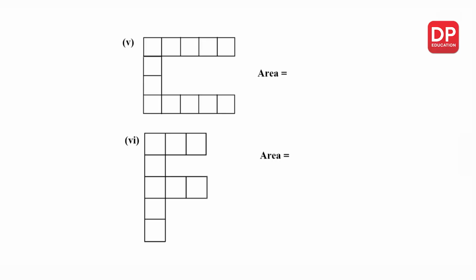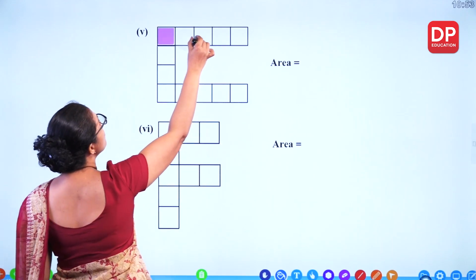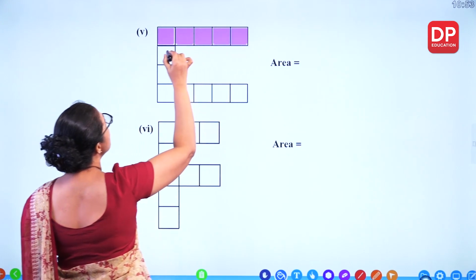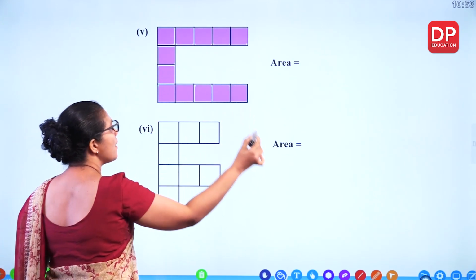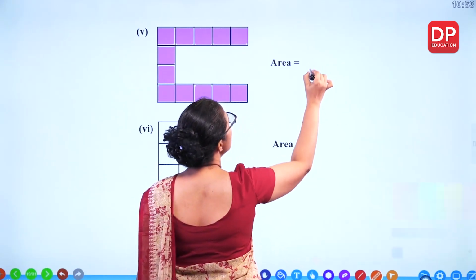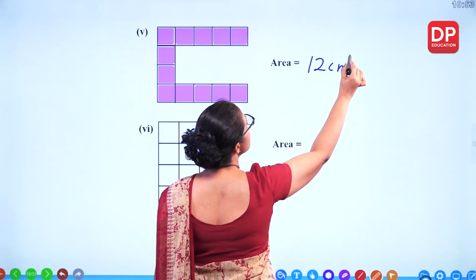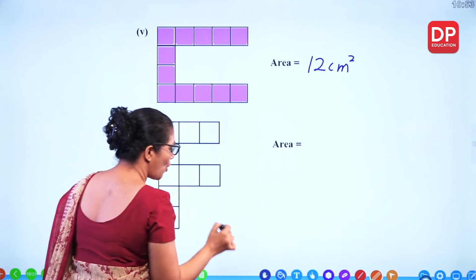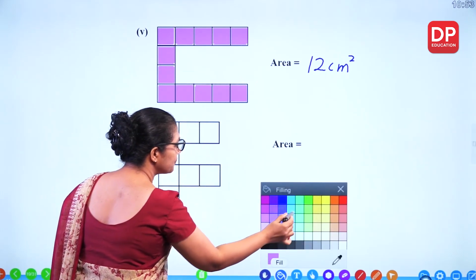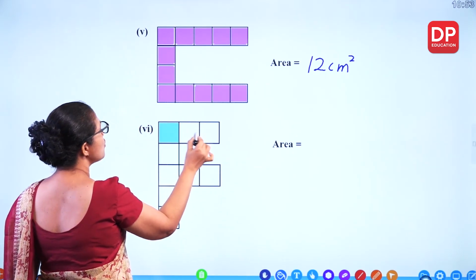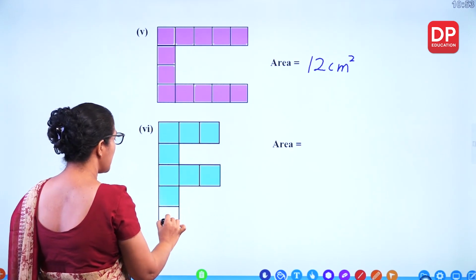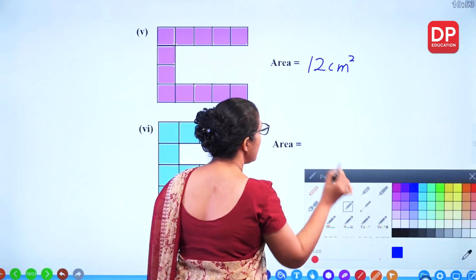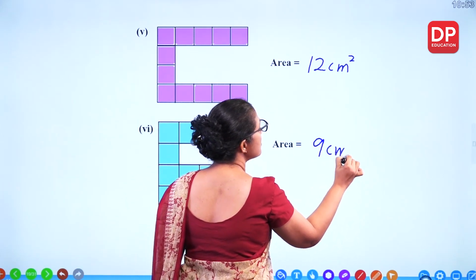Look at this diagram. 1, 2, 3, 4, 5, 6, 7, 8, 9, 10, 11, 12. So 12 square centimeters. And what about this one? 1, 2, 3, 4, 5, 6, 7, 8, 9. 9 square centimeters.